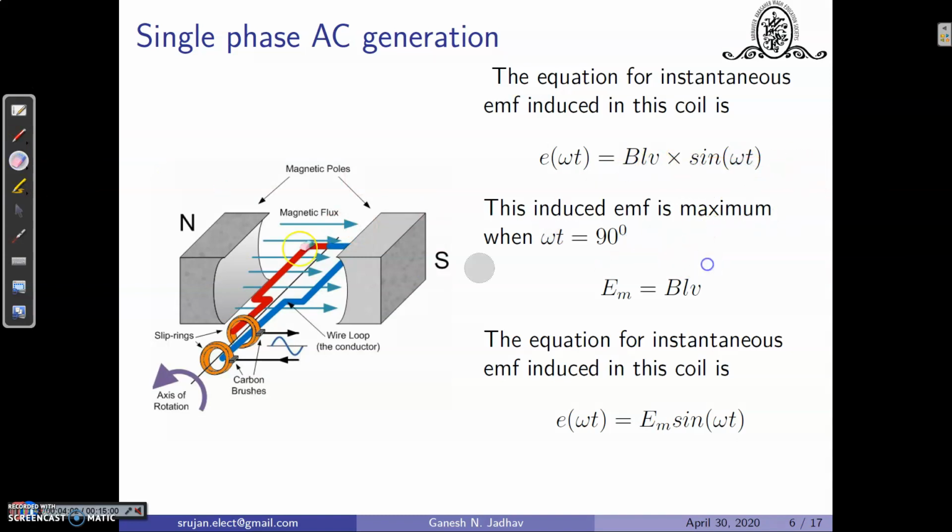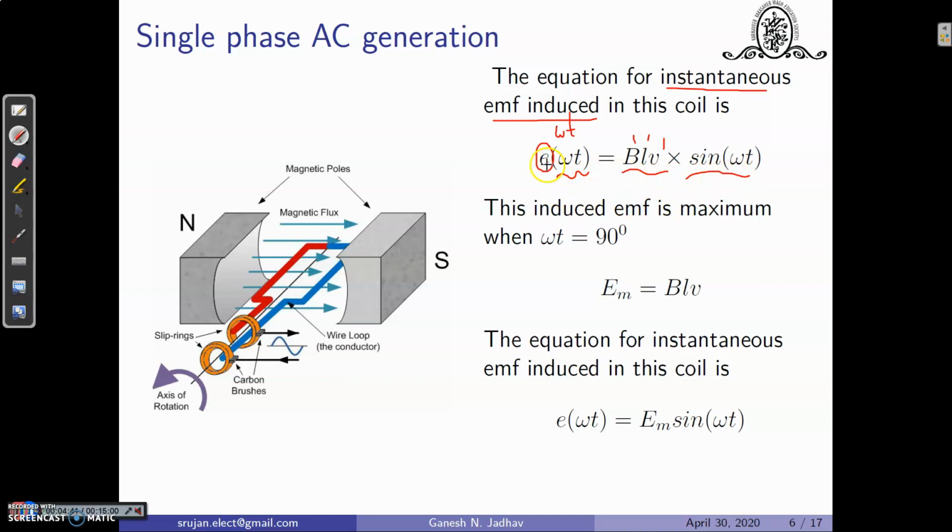The instantaneous EMF induced, and an instantaneous quantity is always denoted by a small letter, is a function of omega t, where omega is the angular velocity of this coil and t is the time at which it is taken into account. This is equal to BLV sine omega t. B is the flux density, L is the length of the coil, and V is the velocity in meter per second at which the coil is moving inside the magnetic field.